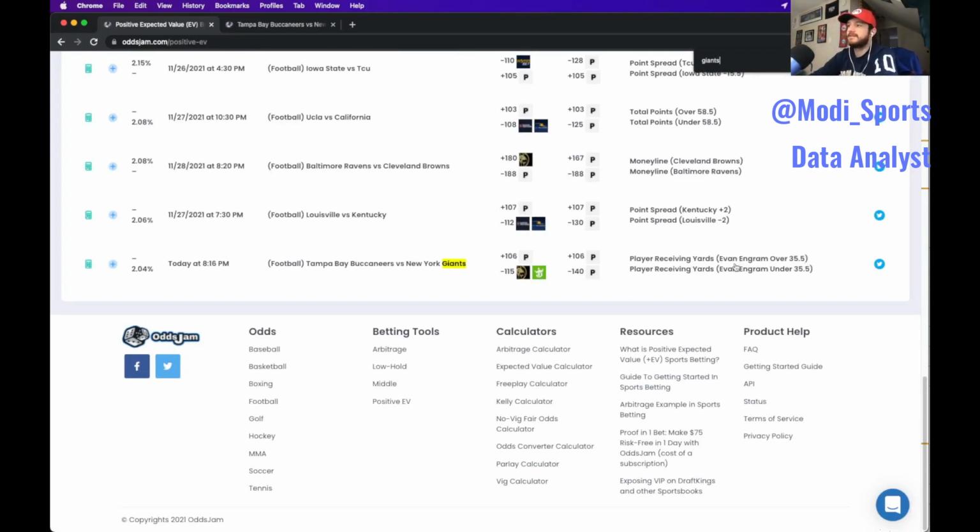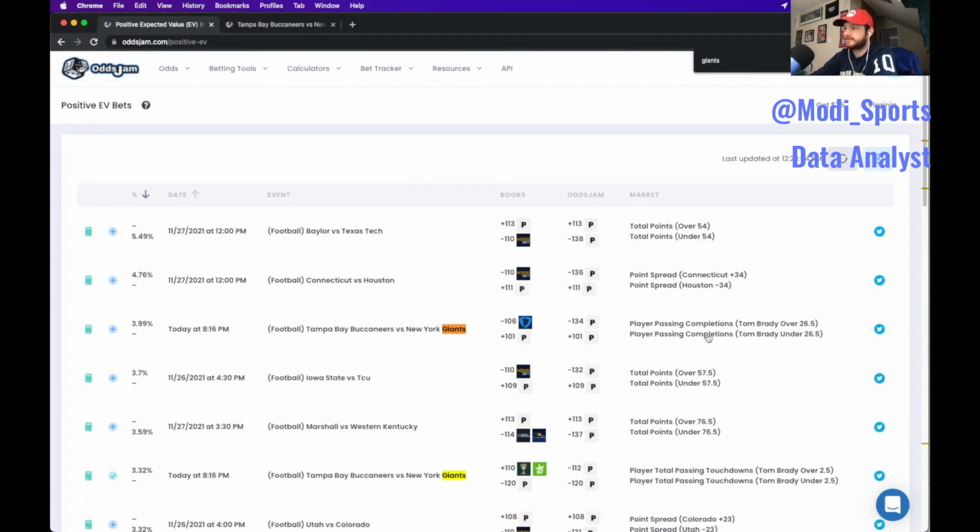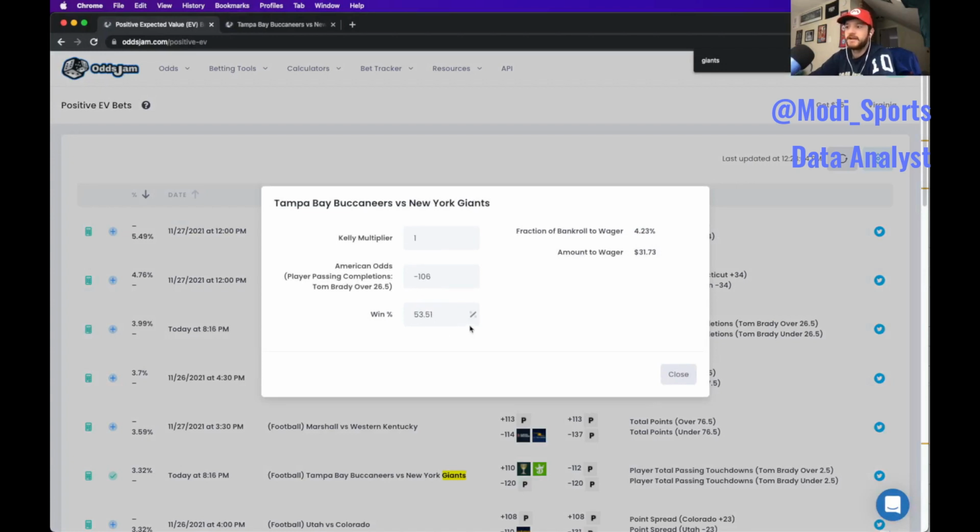So the one I ended up settling on was actually the first one up here, the Tom Brady passing completions over 26 and a half. There's a couple reasons, football reasons, why I like that. But just to give you the math behind it: the Odds Jam perfect line has it at minus 134, and we're getting it at minus 106. So the expected value, as you can tell, is positive based on the difference there. And then if you go to the calculator, the win percentage based on those odds gives it about a 53% chance of hitting.